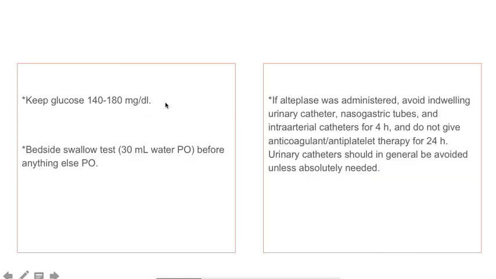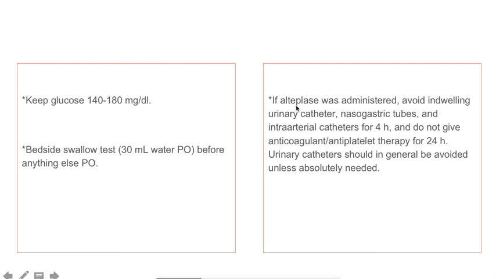And before giving anything by mouth to these patients, remember that we have to do a swallow test with 30 milliliters of water to see if the patient is able to swallow correctly. Okay, remember that these patients had a stroke and maybe they have a deficit with swallowing. And if we start to give oral food to these patients, we can have an unfavorable reaction.